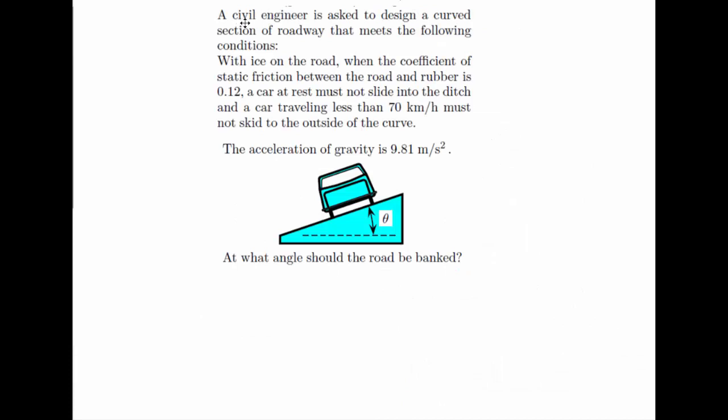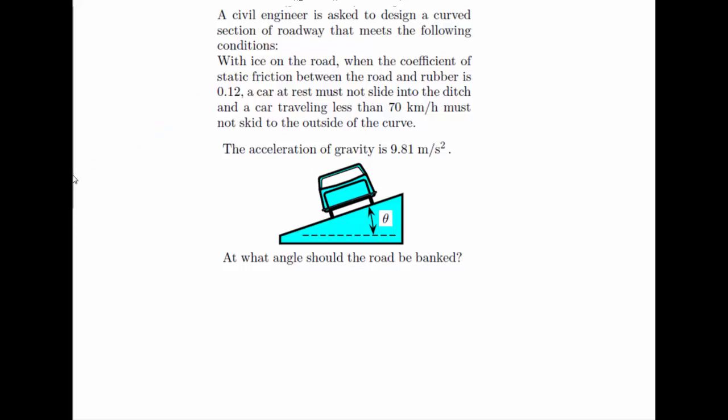In this problem, a civil engineer is asked to design a curved section of a roadway that meets the following conditions. With ice on the road, when the coefficient of static friction between the road and rubber is 0.12, a car at rest must not slide into the ditch, and a car traveling less than 70 kilometers per hour must not skid to the outside of the curb. The acceleration of gravity is 9.81 meters per second squared, obviously. What angle should the road be banked?